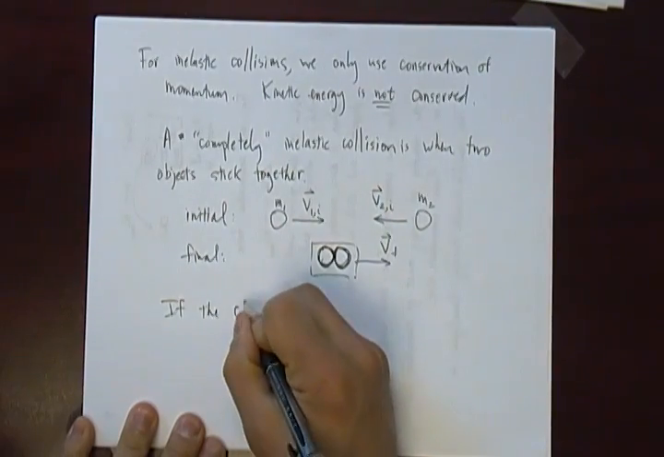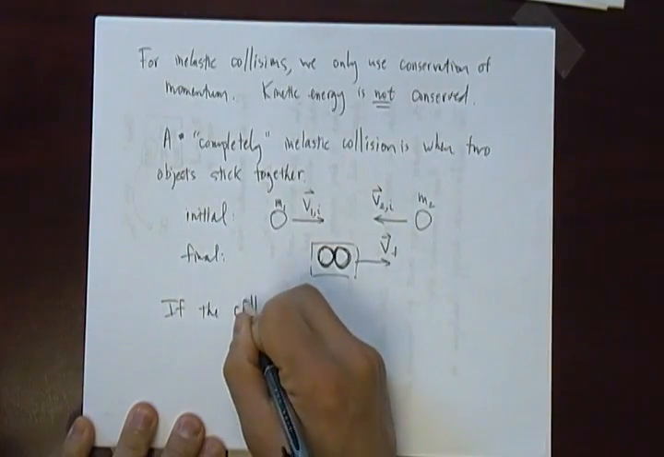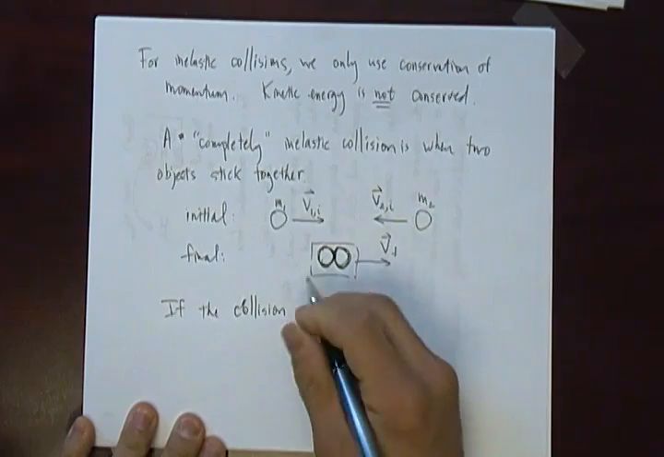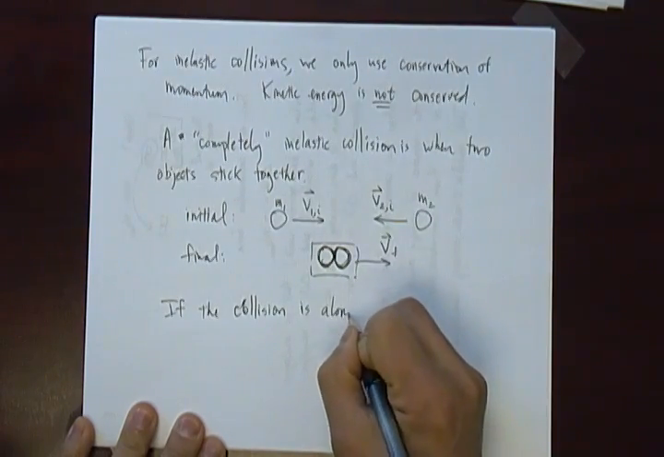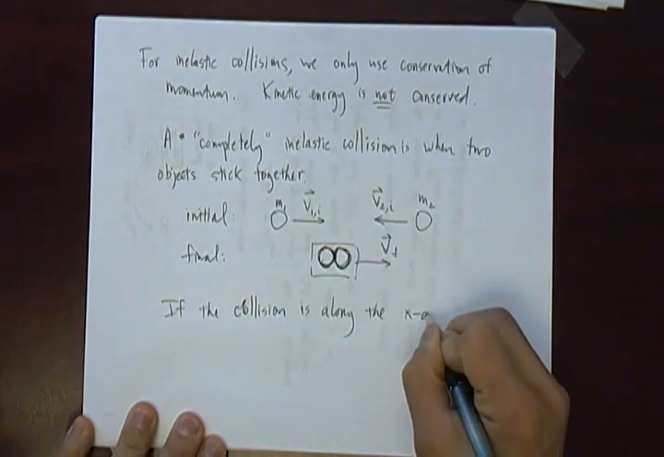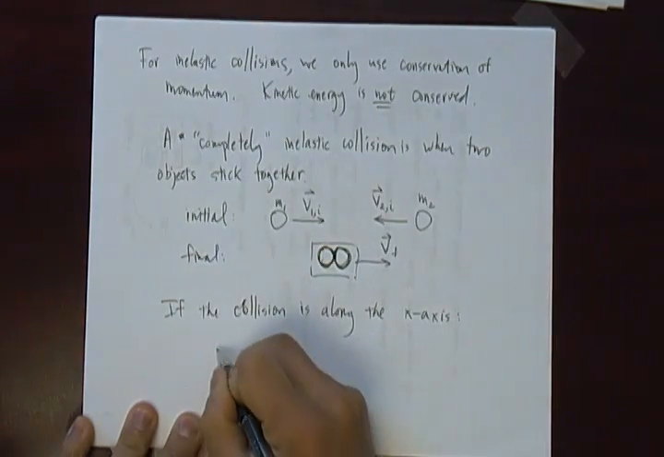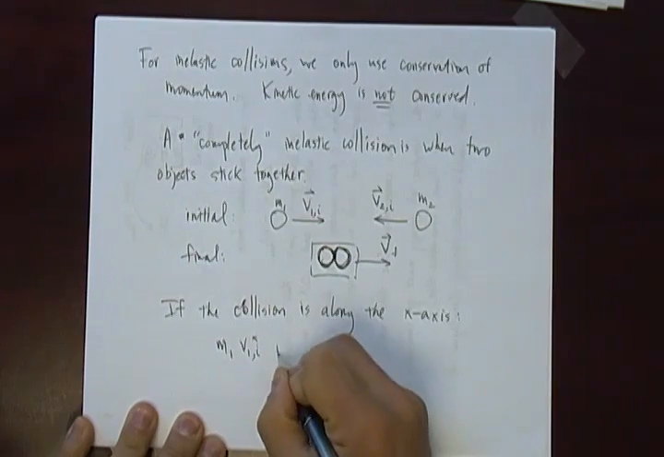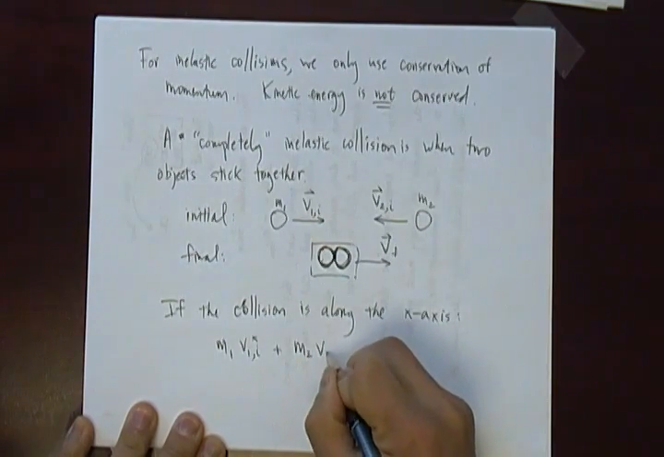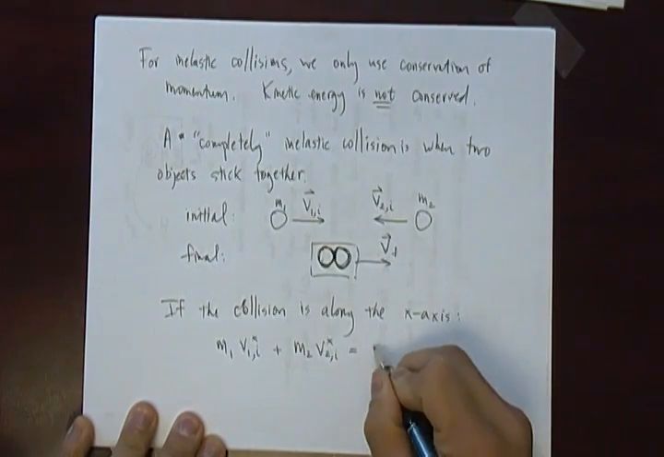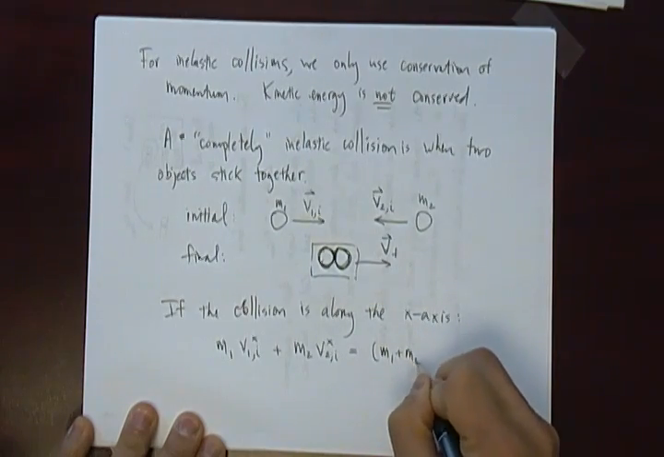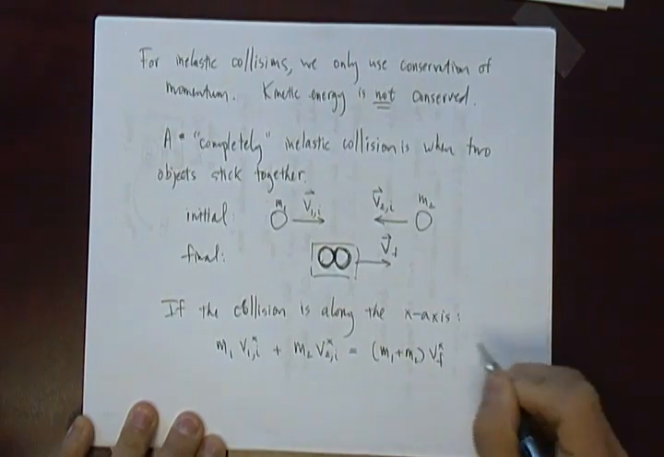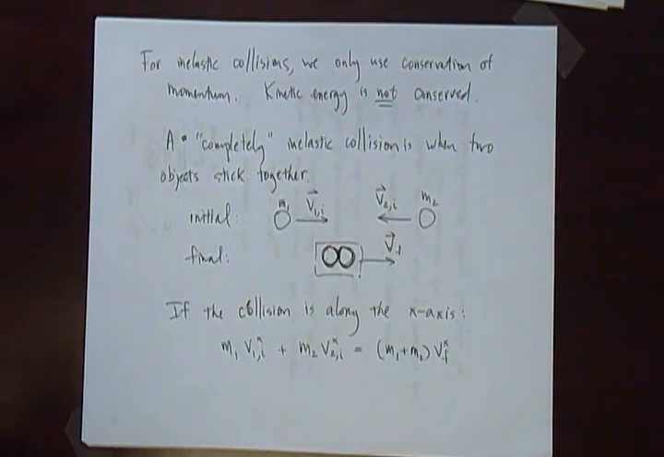So if the collision is along the x-axis, then we can write it as M1 V1IX plus M2 V2IX is equal to M1 plus M2 VFX. Okay. Very good. So I think we'll stop there.